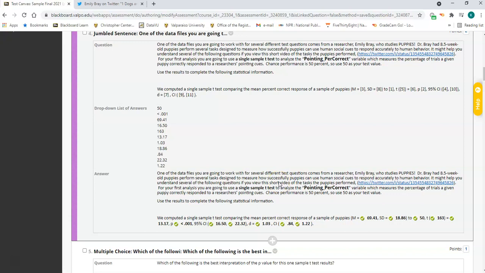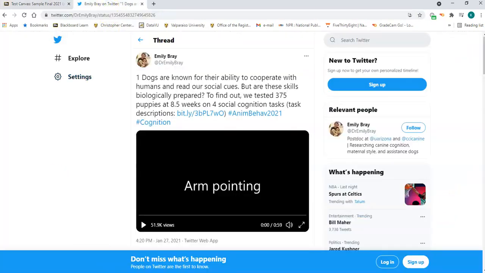All of these questions in this activity are based on a real study that was done with puppies, believe it or not. I want to show you the study, or at least two of the tasks that were used. They're basically trying to see how good 8.5 week old puppies are at following or using human social cues. Now these puppies were not trained to do what you're going to see them doing. This is like a novel experience for them. They've never done it before.